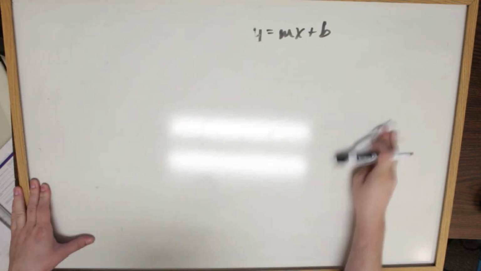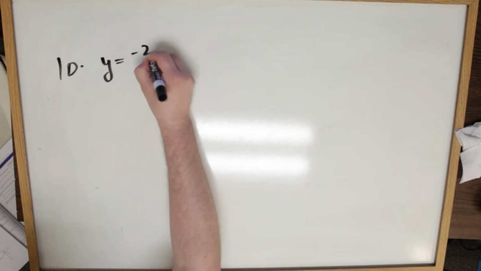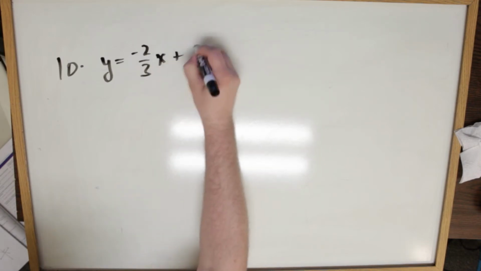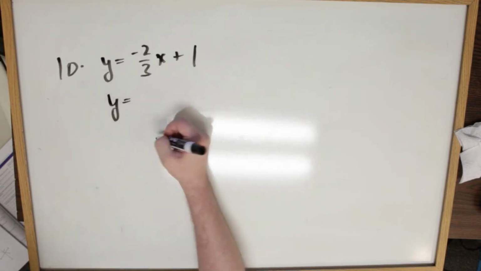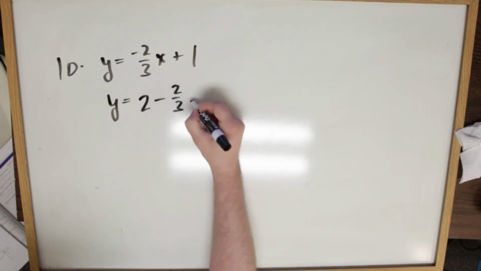All right. Next question. Question number 10. This is asking us to determine whether the lines are parallel, perpendicular, or neither parallel nor perpendicular. So question 10: we've got y = minus 2/3 x plus 1, and y = 2 minus 2/3 x.